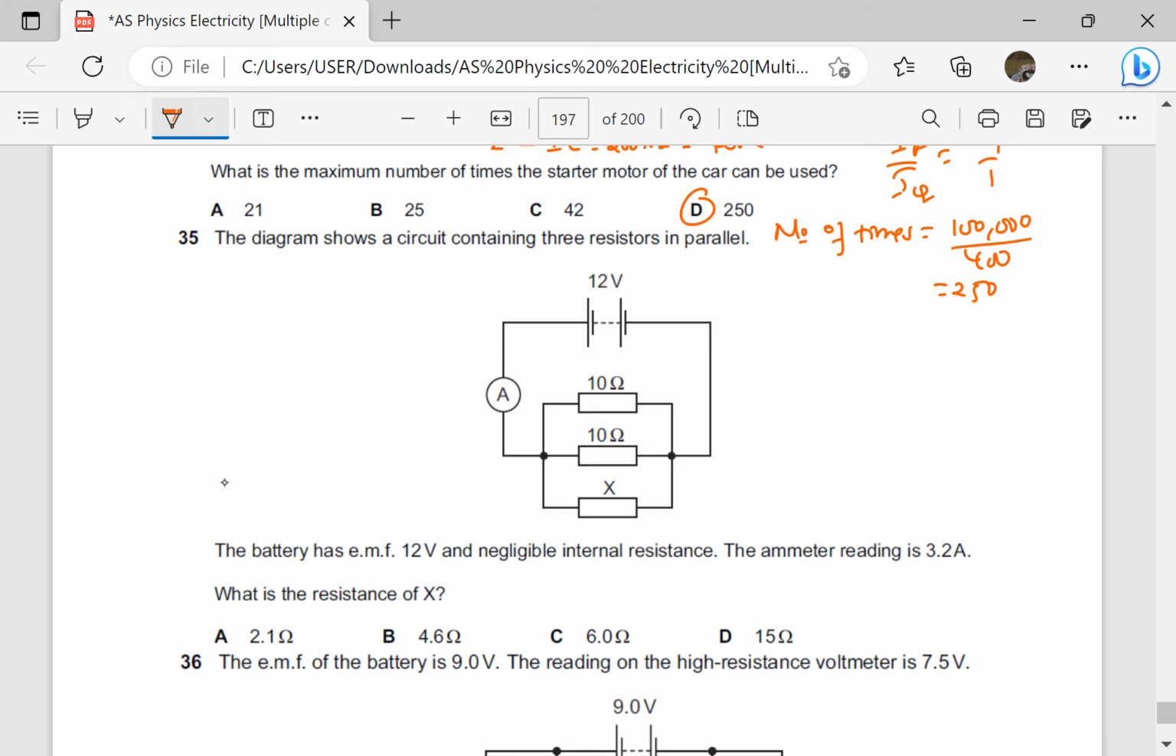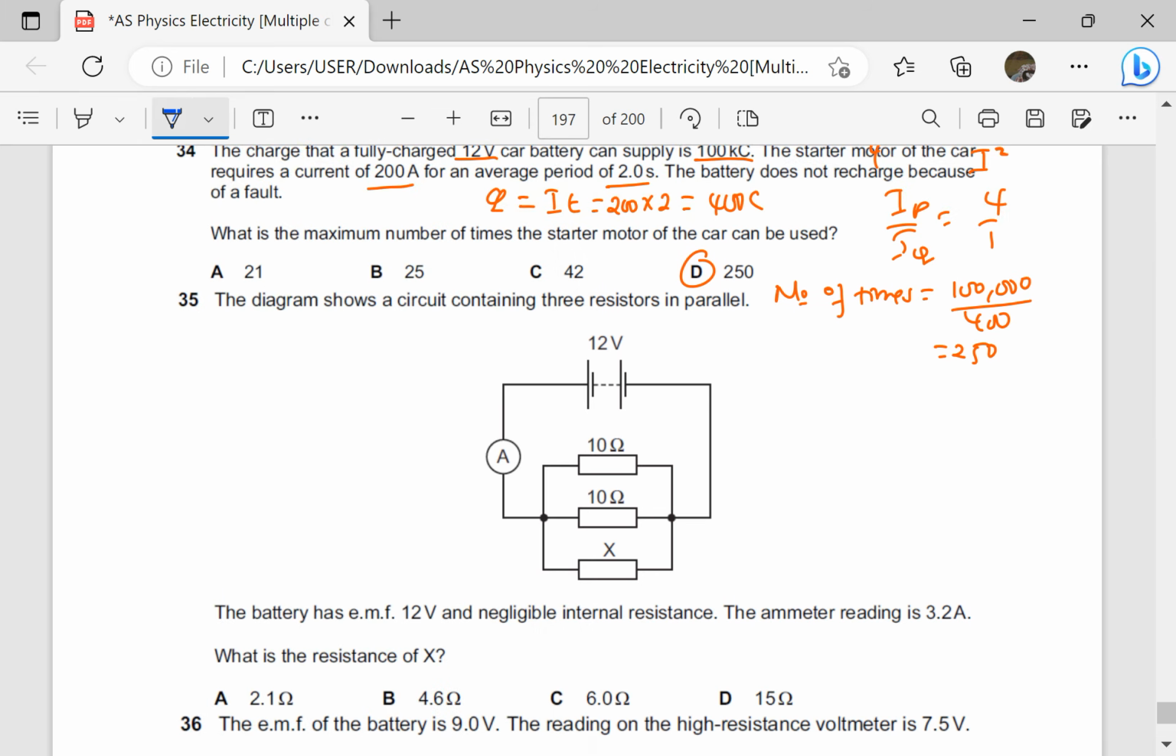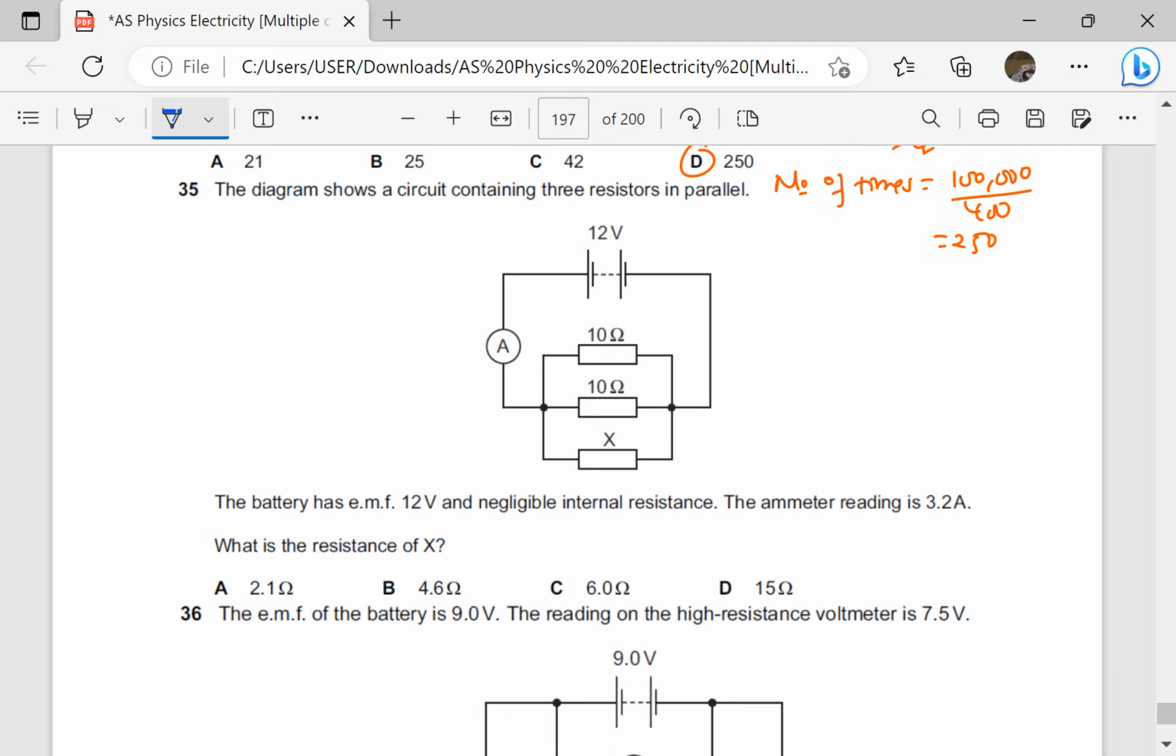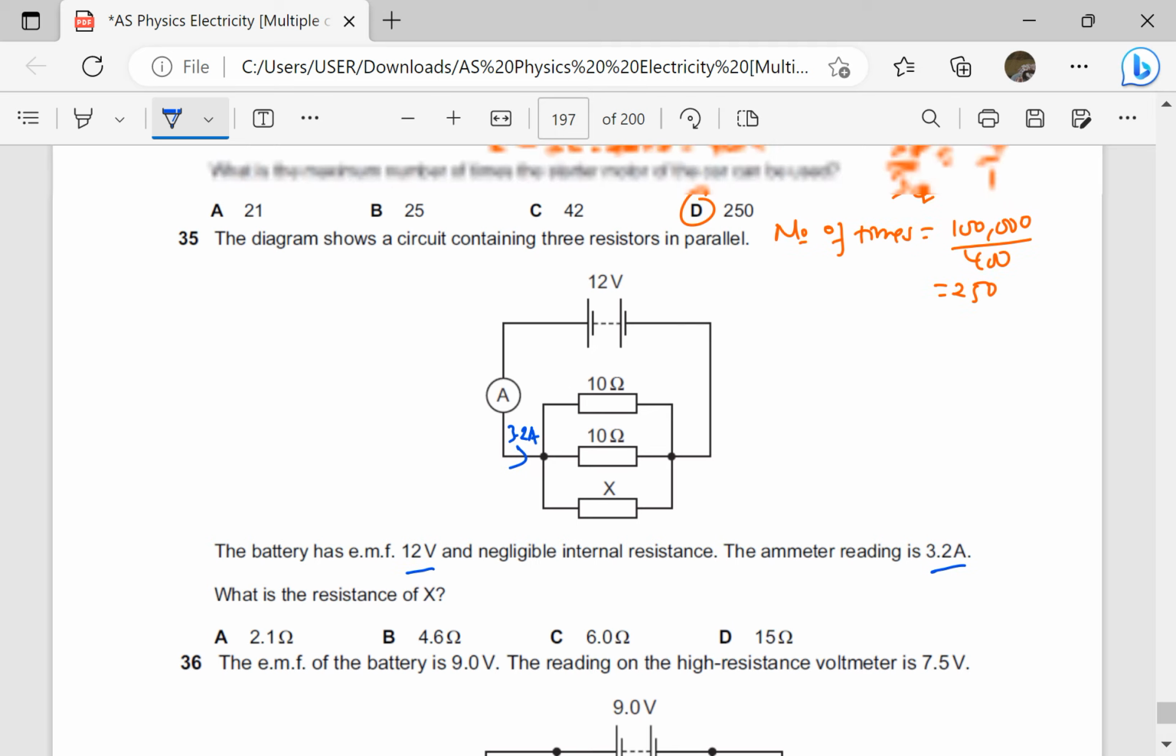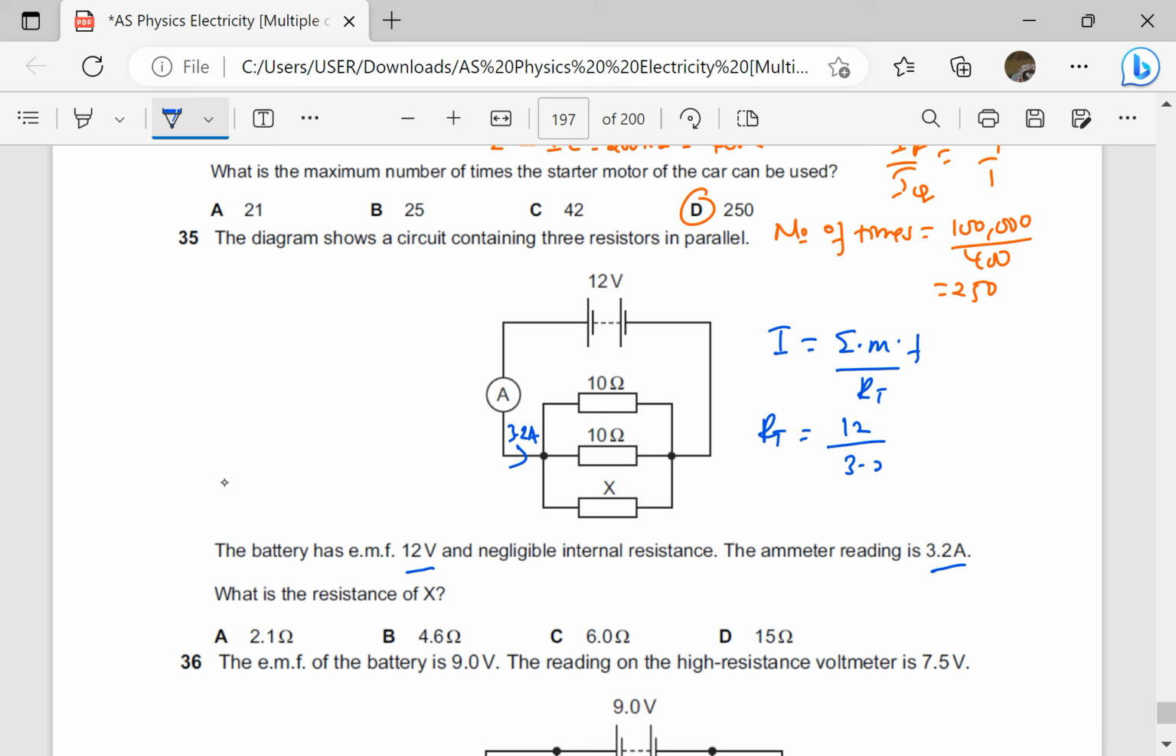The diagram shows a circuit containing 3 resistors in parallel. The battery has e.m.f 12 and negligible internal resistance. So the ammeter reading is 3.2, so the current here is 3.2 amperes. That is total current. But we know that total current is equal to the e.m.f over total resistance. So we can find total resistance. Total resistance is going to be equal to e.m.f, which is 12, over total current, which is 3.2.